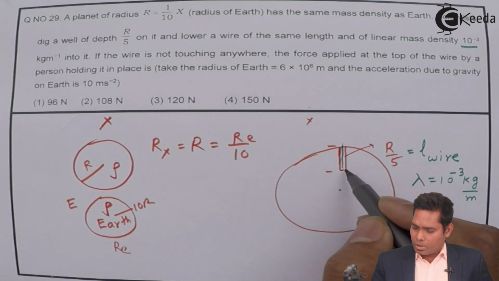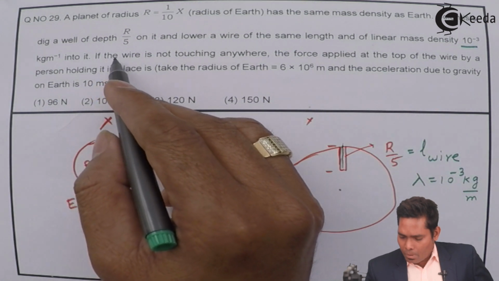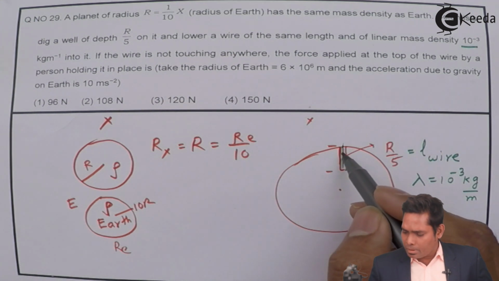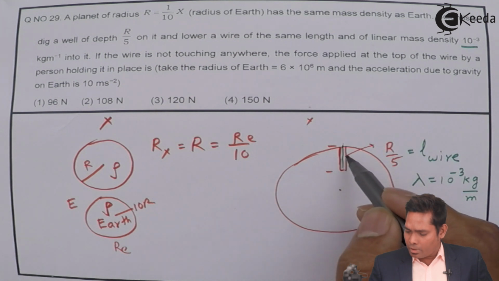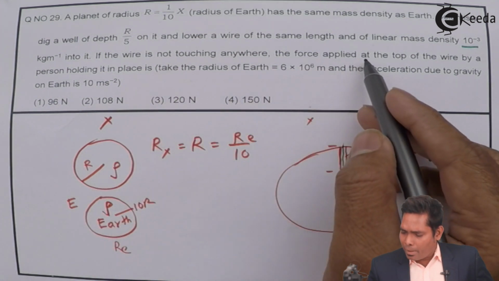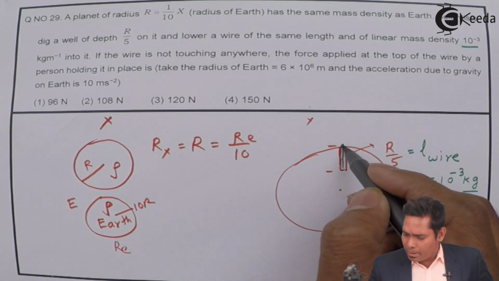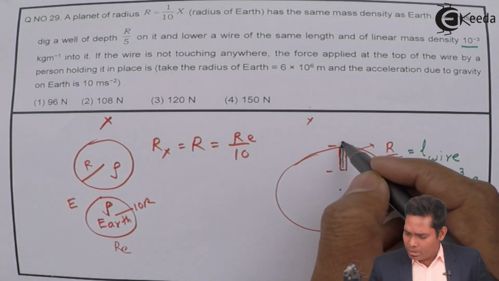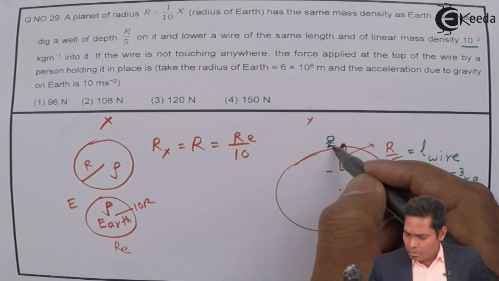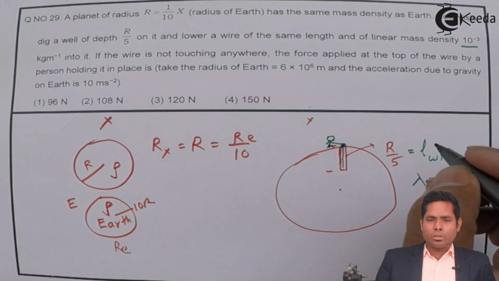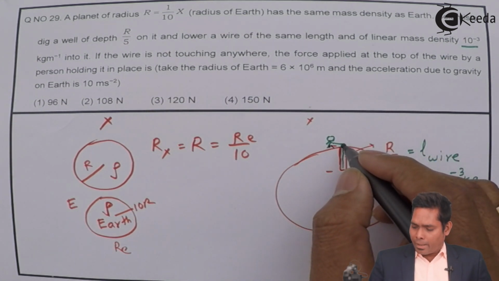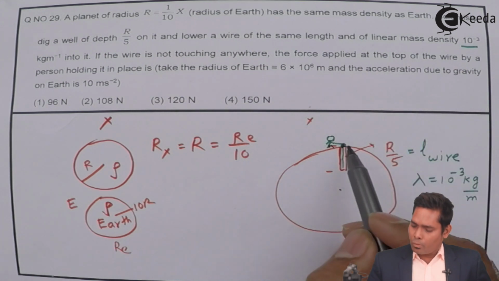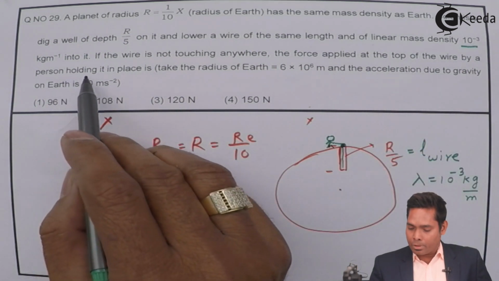So this is the wire which is suspended from here. The wire is not touching anywhere, it is only suspended in the well and is not touching any part of the well. What is the force applied at the top of the wire by a person holding it? There is a person here who holds this wire, and the man has to apply some force, because if he lets go it will fall down. So that force is the force applied at the top of the wire by a person holding it.